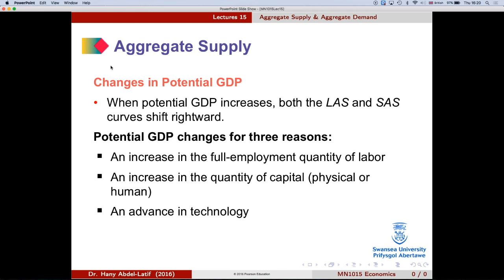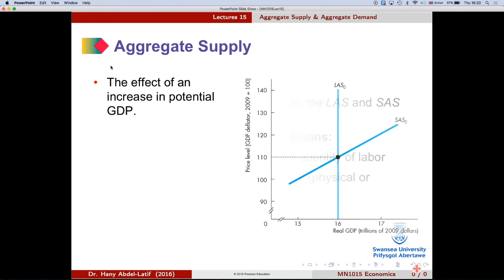Okay, and if the potential GDP increased, this will shift the long-run aggregate supply curve to the right, and also will affect the short-run aggregate supply. So this will move both together. If the potential GDP increased, that will shift the long-run aggregate supply and the short-run aggregate supply curve to the right. So that's the situation we have. This is the initial position, we don't have an equilibrium yet, but this is the position of the long-run aggregate supply and the short-run aggregate supply curves.